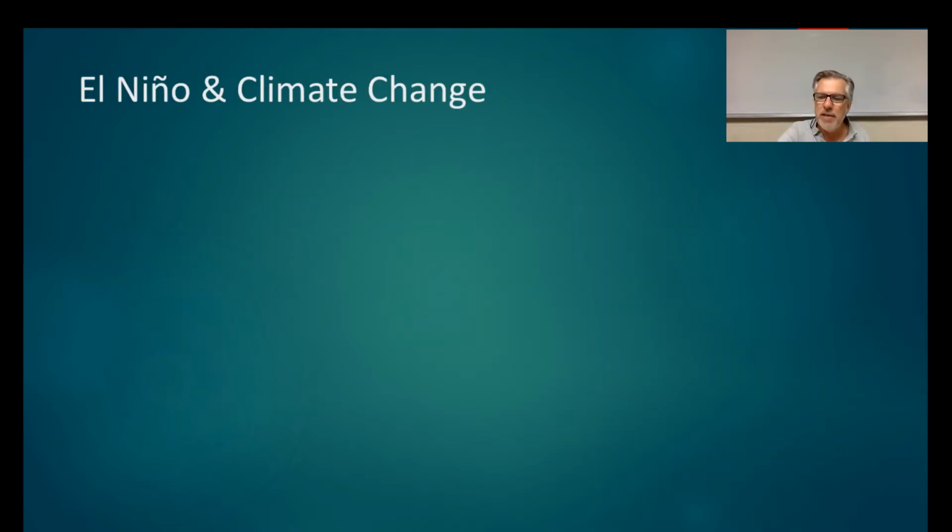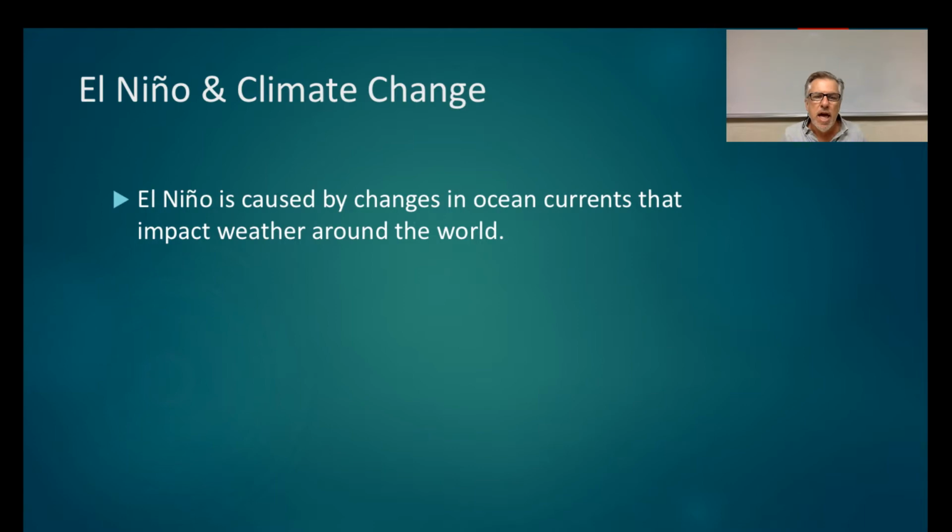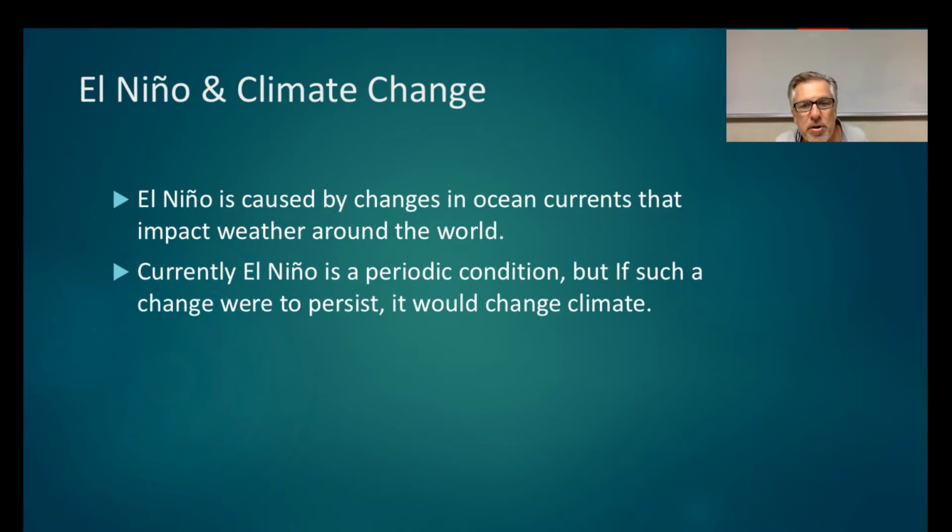So, what does this have to do with climate change? El Niño is caused by changes in ocean currents that impact weather around the world. Currently, El Niño is a periodic condition, but if such a change were to persist, it would change climate permanently.